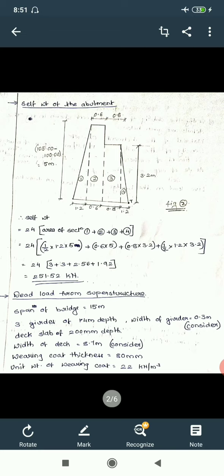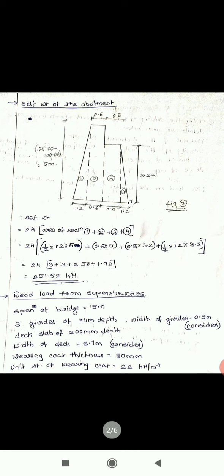The second step is to calculate the dead load from the superstructure that comes on the abutment. Now here, span of the bridge is mentioned as 15 meters. 3 girders of 1.4 meters depth. Width of the girder is given, should be taken as 0.3 meters. Deck slab of 200 mm depth. Width of the deck is equal to 8.7 meters. It is considered. Wearing coat thickness is 80 mm.